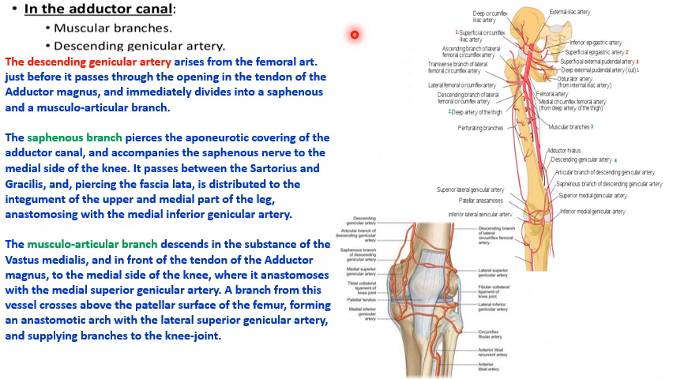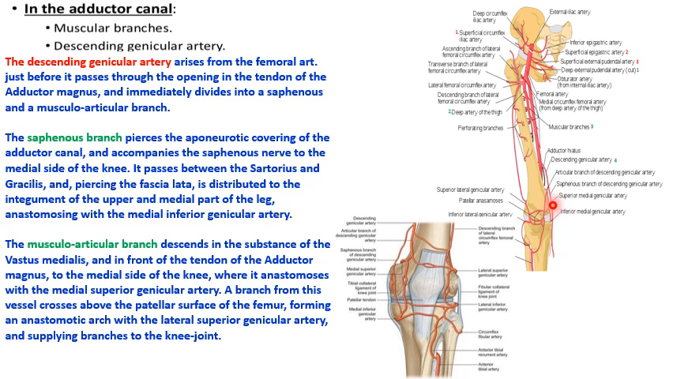So now let us see the branches in the adductor canal. The important one to be told about here is the descending genicular artery and a few of the muscular branches. So this is the descending genicular artery, this one, which is going medial to the femur, medial to the knee joint, and medial side of the tibia.